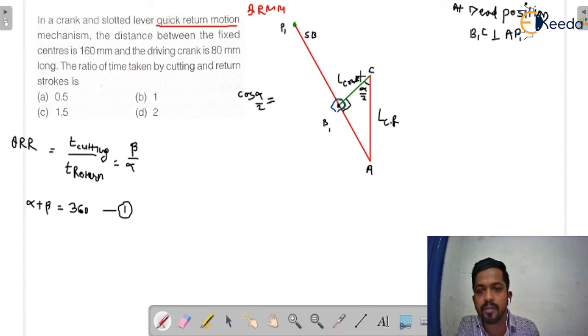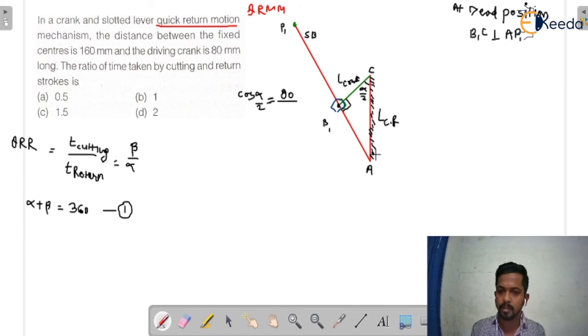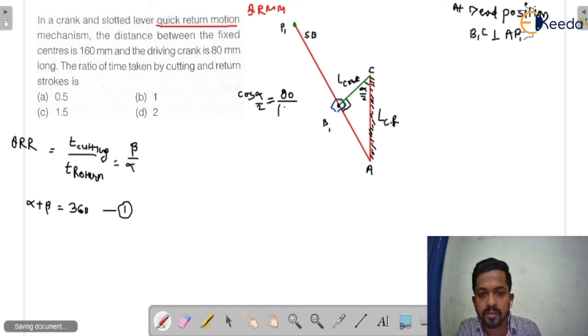So the base is the length of the crank, that is BC, and in the question it is given that the driving crank is 80 mm long. The slotted lever crank mechanism is the inversion of the single slider crank mechanism, and by fixing different links we get different mechanisms. So in this crank and slotted lever mechanism we have to fix the connecting rod basically. So that is the fixed link. In the question it is given that the distance between the fixed centers, meaning the length of the connecting rod, is 160.